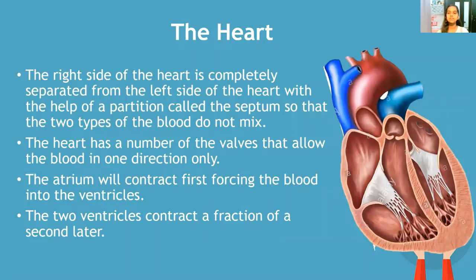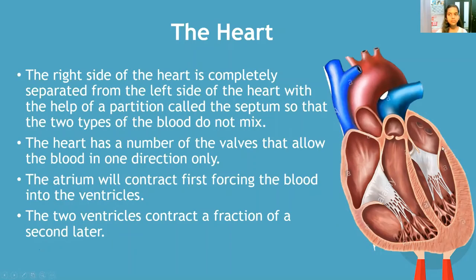Before I tell you how the circulation process happens, let me tell you a few things about the heart. The right side and the left side of the heart are completely separated by a partition called the septum. This is because the different types of blood should not mix. The heart has a number of valves that allow the flow of blood in one direction only.